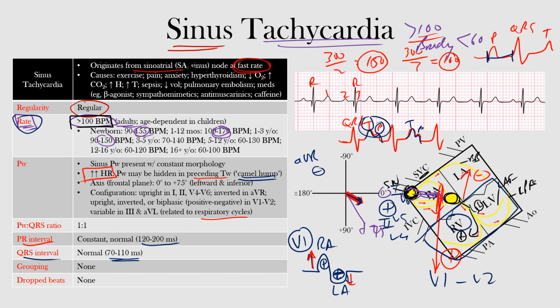The upright P waves in 1, 2, V4, V5 and V6, inverted in aVR. And then in V1 and V2, they can be upright, inverted, or biphasic. Remember, biphasic, if it is, it's positive and then negative, as we saw here. It's variable in 3 and aVL. So again, 1-to-1 ratio of the P waves to QRS complexes. The P wave is always preceding the QRS complex. The PR and QRS intervals will be normal in duration. There's no grouping and no dropped beats present.